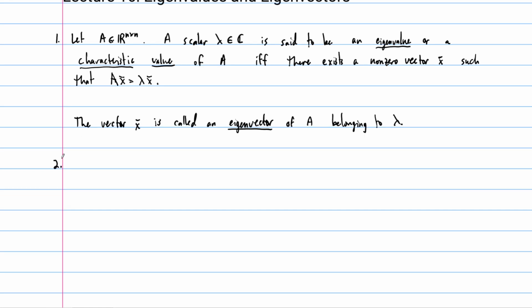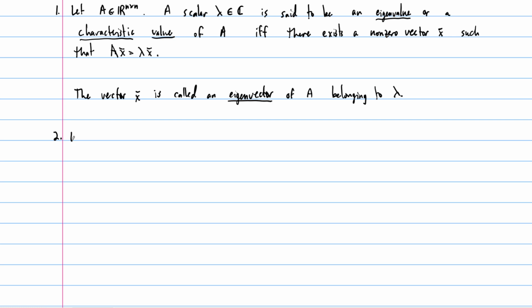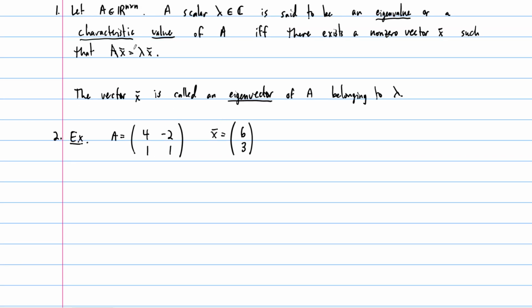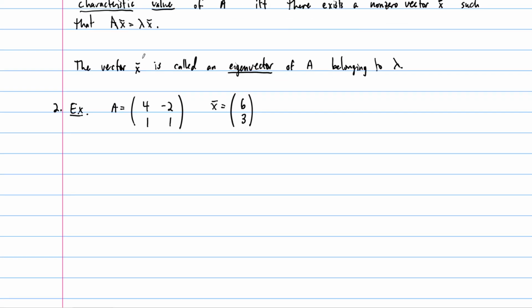This is kind of an introductory lecture, so we're going to do mostly examples, and we'll talk about some more important applications of eigenvalues and eigenvectors in future lectures. But for this one, let's say we're given a matrix A. In this case, the matrix is 4, -2 in the first row, 1, 1 in the second row, and a vector x, which we'll say is the vector 6, 3. I claim that this vector x is an eigenvector for the matrix A. We can verify that by multiplying these together and trying to see what the lambda is that corresponds to this.